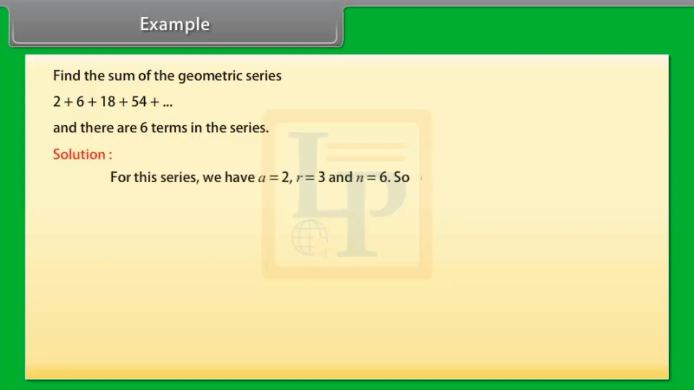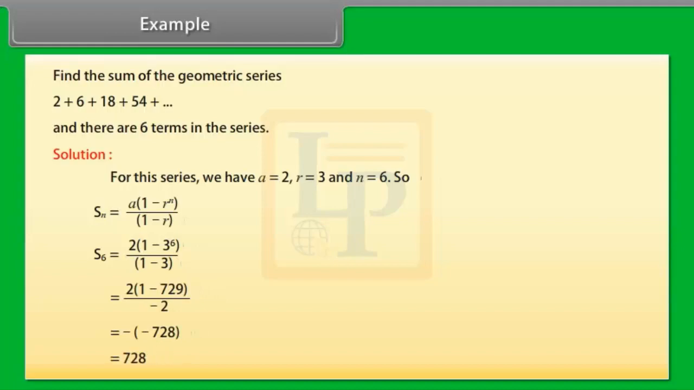Example: find the sum of the geometric series 2 plus 6 plus 18 plus 54 plus and so on, and there are 6 terms in the series. Solution: for this series, we have a is equal to 2, r is equal to 3 and n is equal to 6. So, Sn is equal to a into 1 minus r raised to the power n divided by 1 minus r. By substitution and calculation of the values, we get 728.